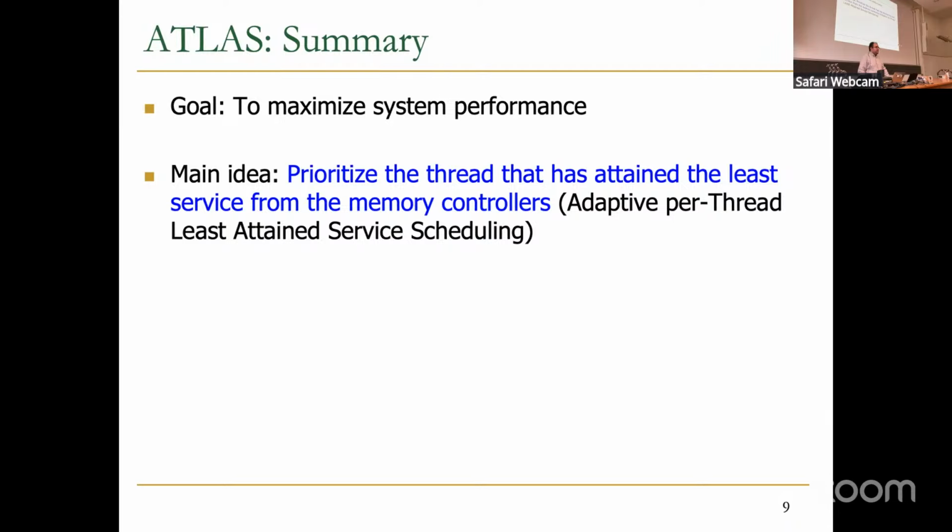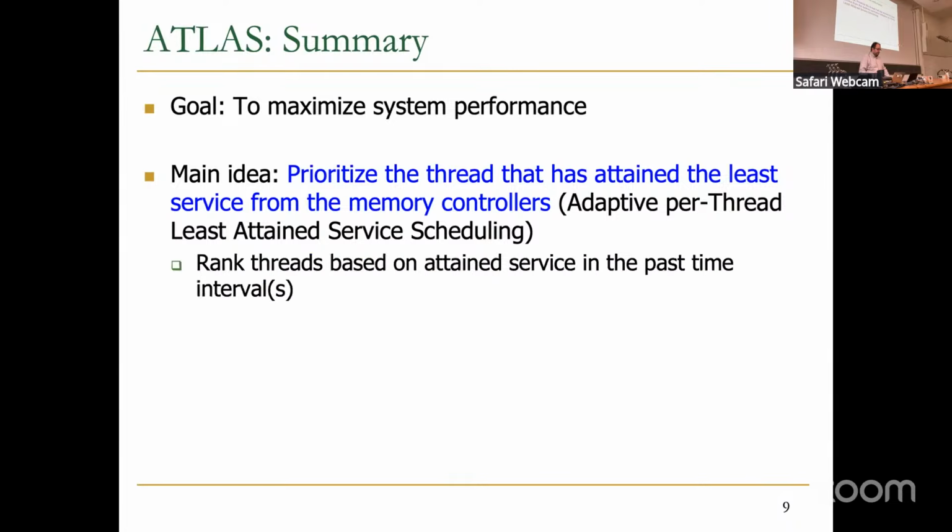Whereas those applications that have a lot of requests to the memory controller, the processor is already stalled, probably because of all these memory requests. So if we also delay servicing some of these requests for some amount of time, that may not cause a lot of performance loss and inefficiencies. So that's the main idea of this work: to focus on those threads that have attained the least service from the memory controllers. So that's the ranking technique we have.